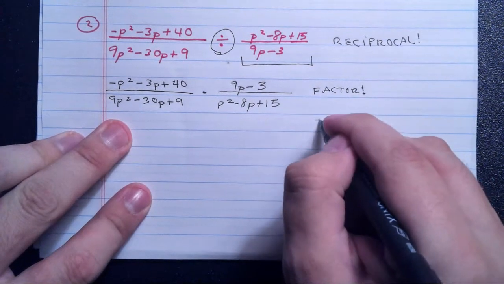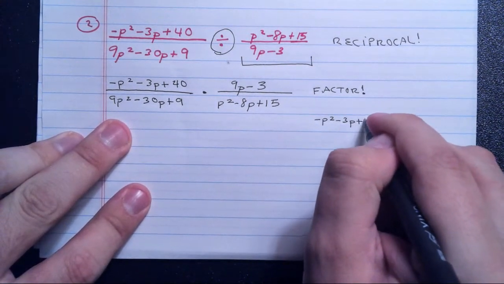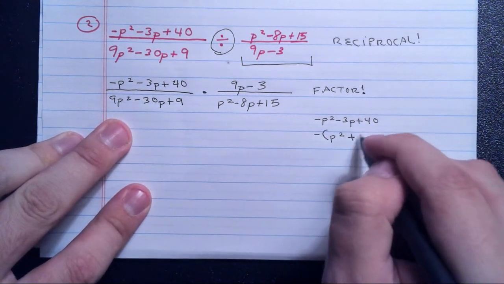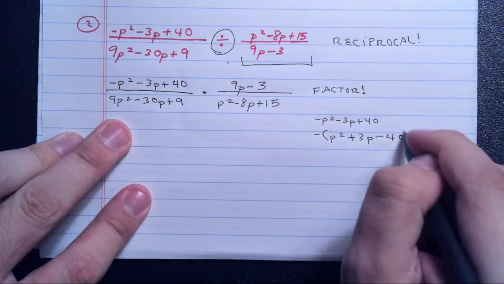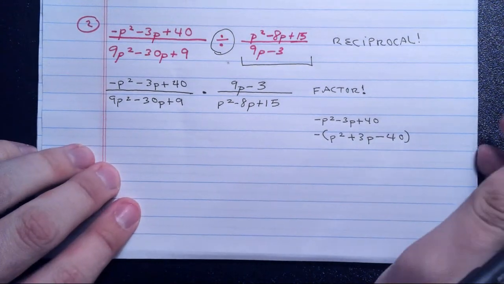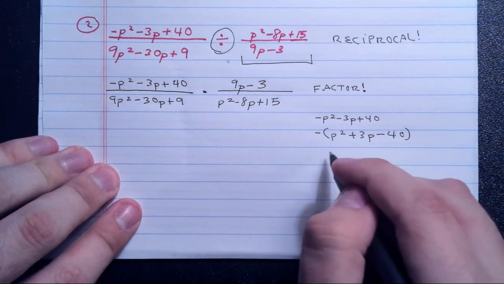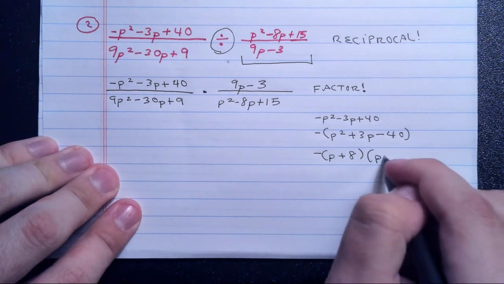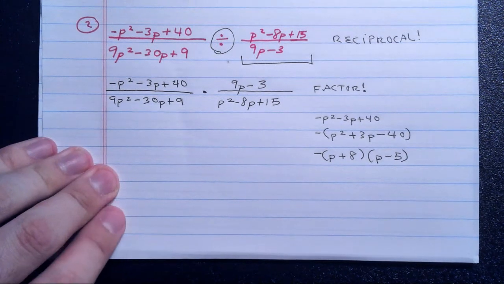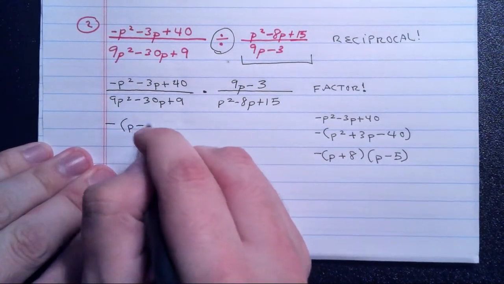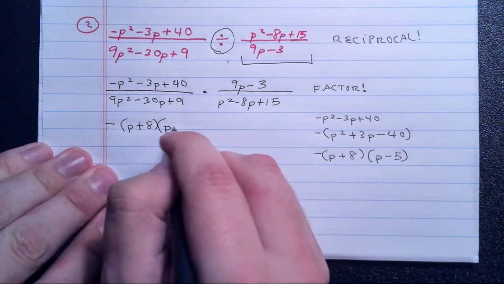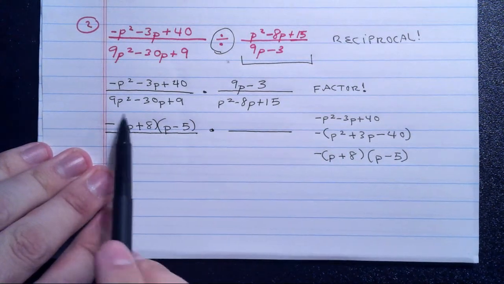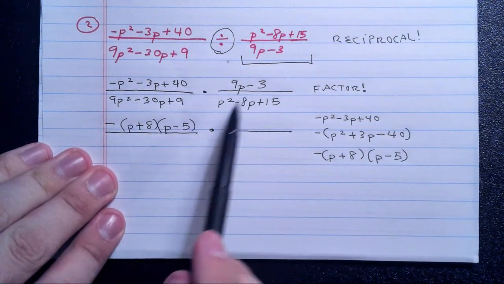Up here, negative p squared minus 3p plus 40. I'm going to come over here and do my work. The first thing I'm going to do is factor the leading negative and make this p squared plus 3p minus 40. Don't forget to keep that negative, though, because that will significantly influence your answer. Well, this is a leading coefficient of 1. The factors of negative 40 that add up to positive 3 are positive 8 and negative 5. So at that point, I have now factored my first numerator. You also need to factor this denominator, this numerator, and this denominator.